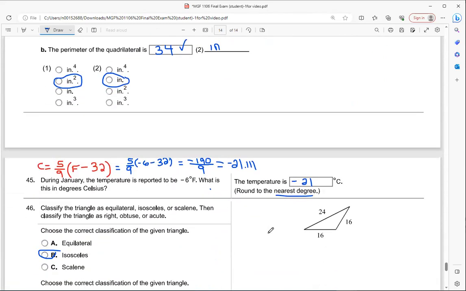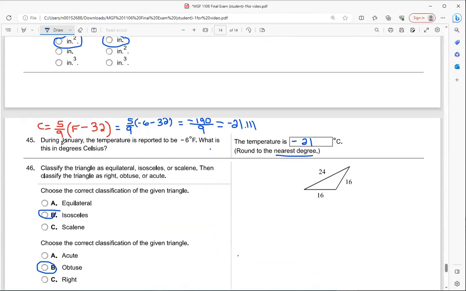Now for 45, we're asked to look at this question, and the temperature is given to us in Fahrenheit, but we want to know what -6 degrees Fahrenheit is equal to in Celsius. Our formula to convert to Celsius, we would multiply 5/9 times the Fahrenheit degrees minus 32. So here we were given our Fahrenheit degrees as -6, so we substitute -6 for F.